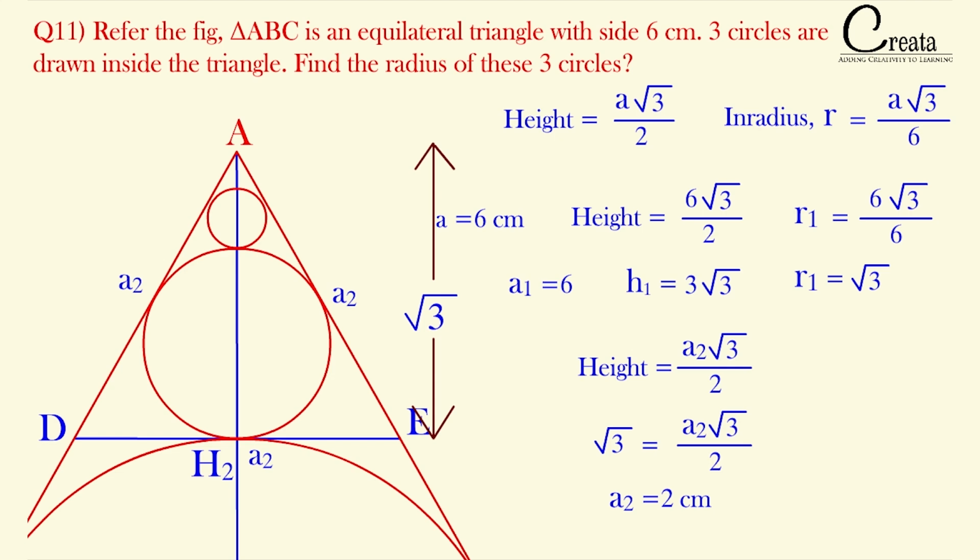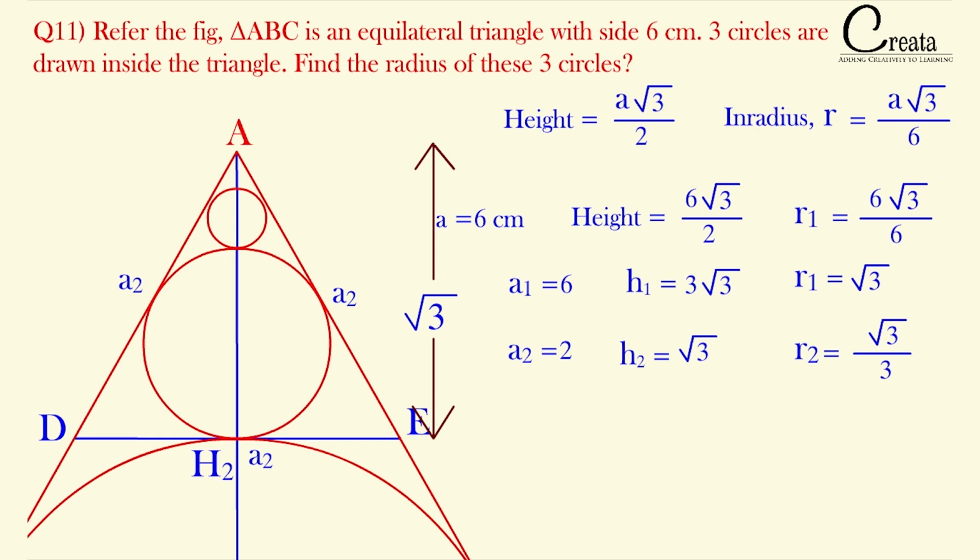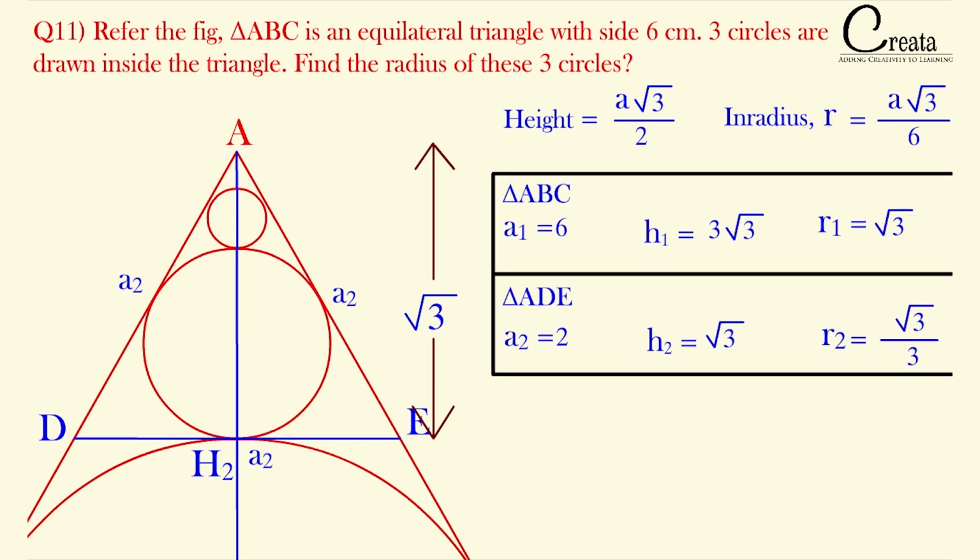Now we can easily calculate the inradius, which is equal to a√3/6. Here we will denote the inradius of this circle as R2. Okay, we got R2 as A2√3/6. Here A2 is 2 cm. So we got R2 as 2√3/6, that is √3/3. So we got the inradius, height and side of this triangle ADE also. For the time being, we are not calculating the inradius of this small circle. We are developing a concept.